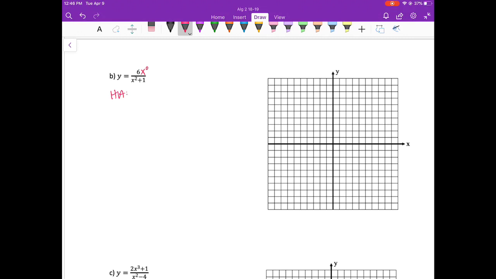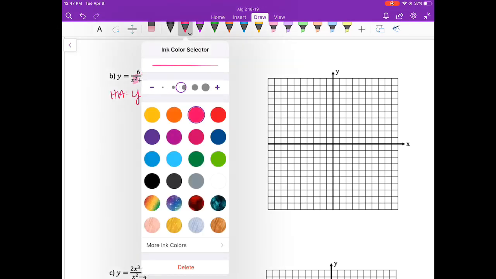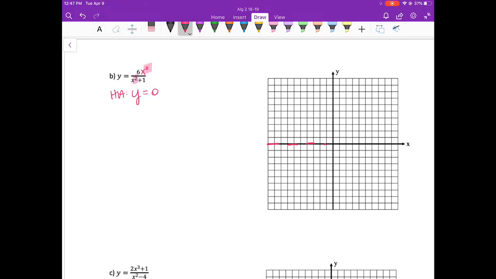Because we could also call this 6 times x to the 0th. Well, anything to the 0th power is just 1. So I have 6 times 1, which is 6. So sure enough, my degree on top is 0. My degree on bottom is 2. So the degree on top is less than the degree on bottom. So automatically I have y equals 0 for a horizontal asymptote. So I'll draw that in.